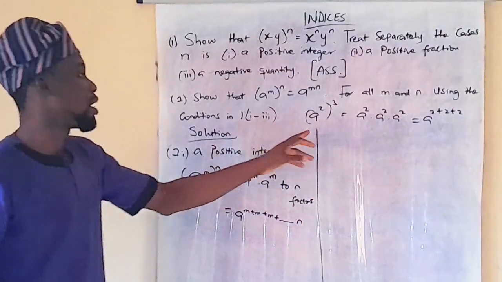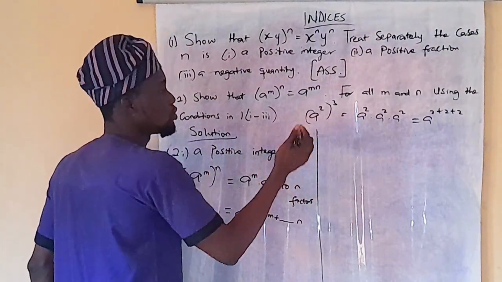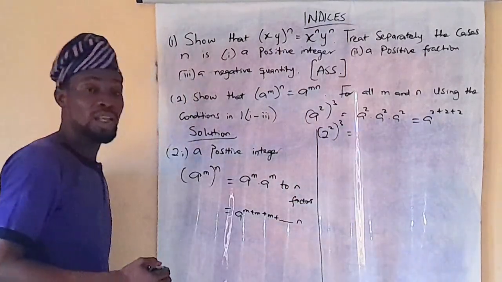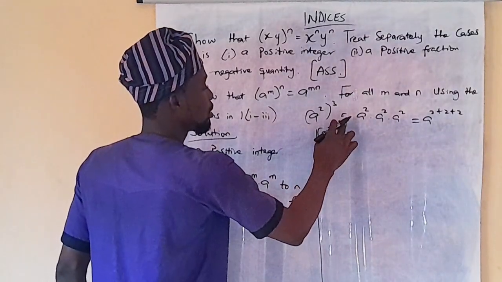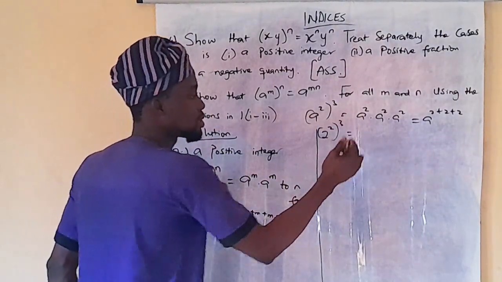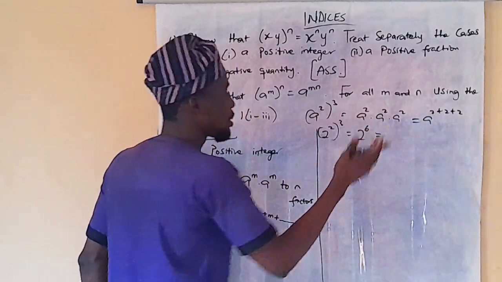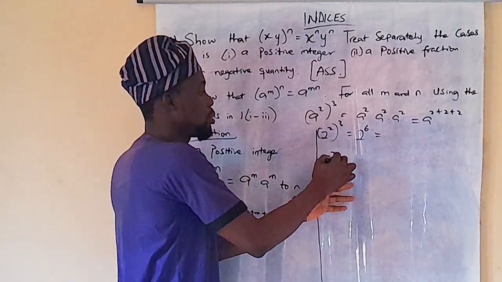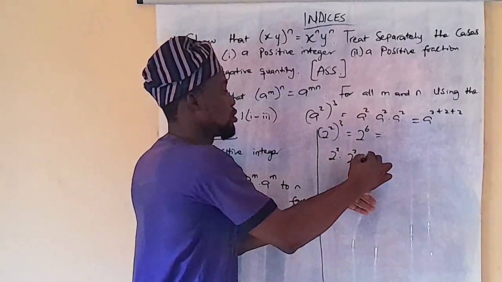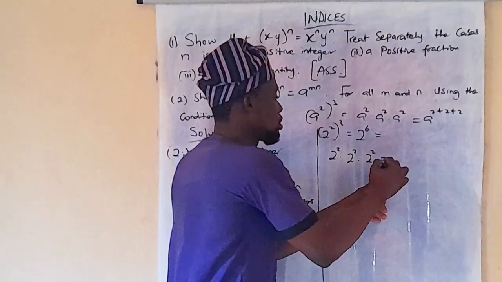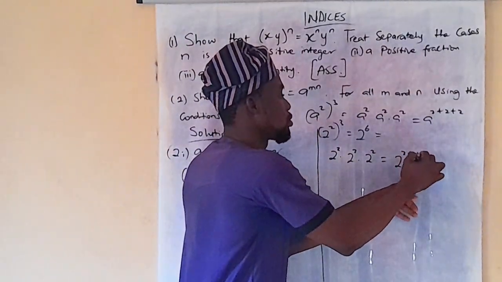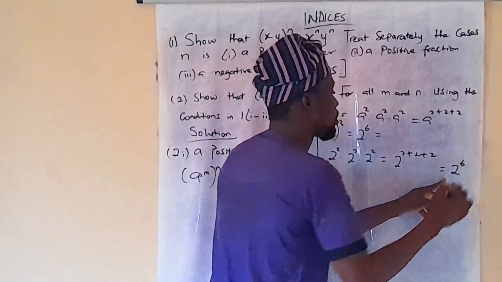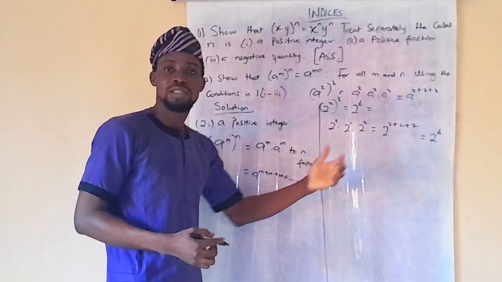Now, let's prove it. Assuming my a was 2, it becomes 2 raised power 2, raised power 3. At this point, I have 2 raised power 3 times 2, which is 2 raised power 6, and I get my answer. Then, to apply the other method: 2 raised power 2 dot 2 raised power 2 dot 2 raised power 2, which gives me 2 raised power 2 plus 2 plus 2, which is still the same thing as 2 raised power 6. So when you expand this and expand that, you get the same answer.